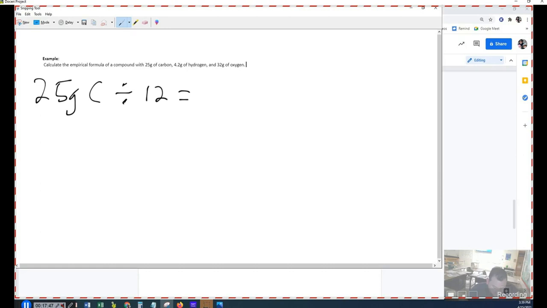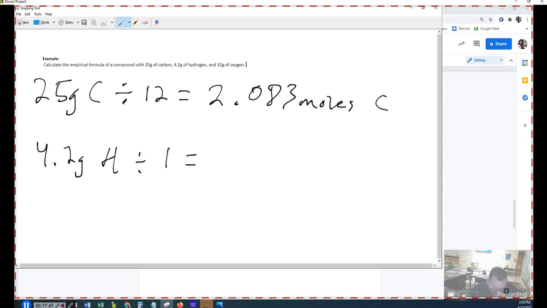Oh, I know why I didn't see it. Okay, let's do it on the calculator. 25 divided by 12 is going to give me 2.083, and that's going to be moles of carbon. Then I'm going to take the 4.2 grams of hydrogen and divide by its atomic mass, which is 1. When you divide by 1, you get the same thing. So this is going to be 4.2 moles of hydrogen.